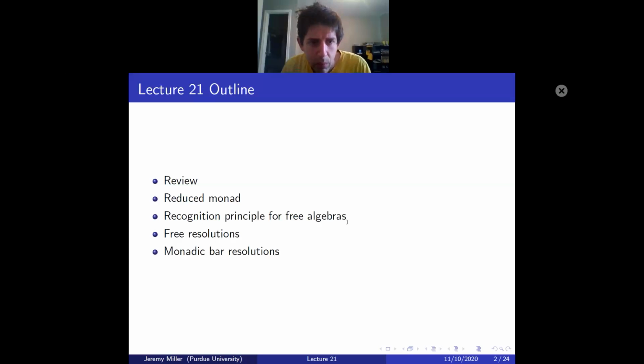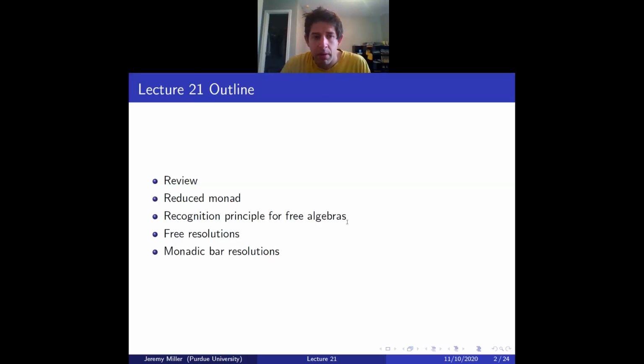So today we'll review, and then we'll talk about if you have an operad in spaces, it gives you a monad in spaces, but then it also gives you a monad in based spaces. So that's called the reduced monad.